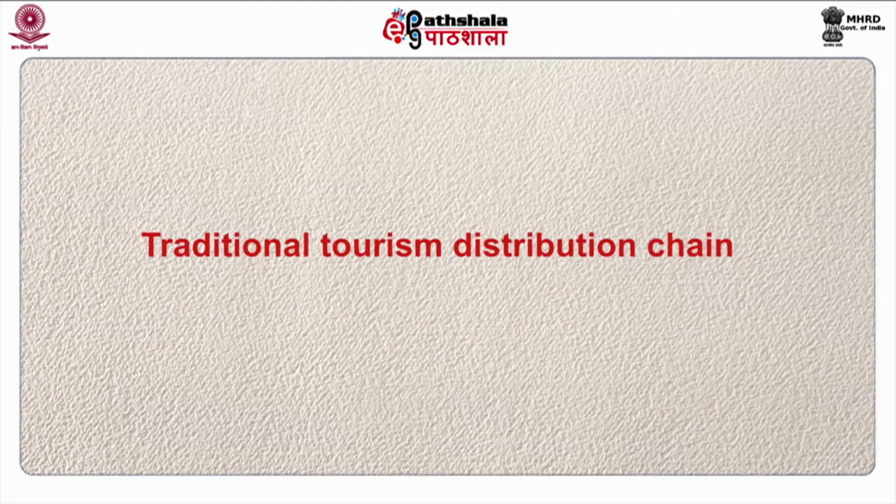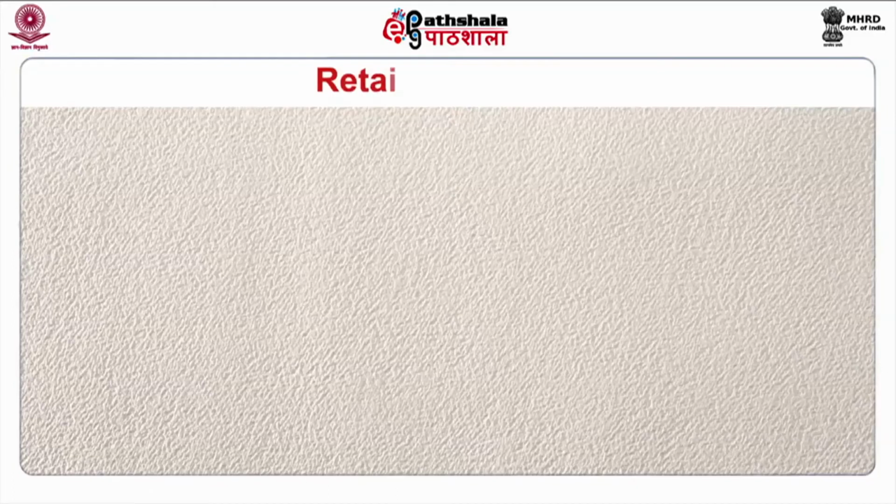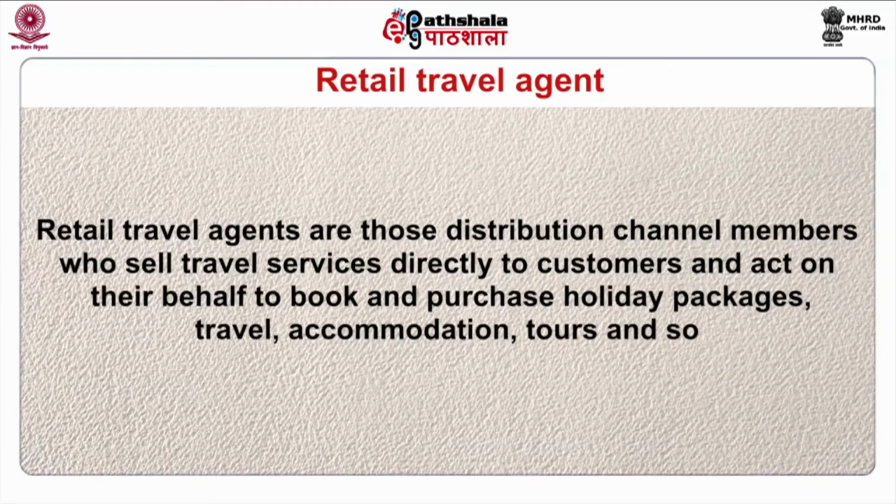Traditional tourism distribution chain. A brief of the channel members in a traditional tourism distribution chain is mentioned below. 1. Retail travel agent. Retail travel agents are those distribution channel members who sell travel services directly to customers and act on their behalf to book and purchase holiday packages, travel, accommodations, tours, and so on.